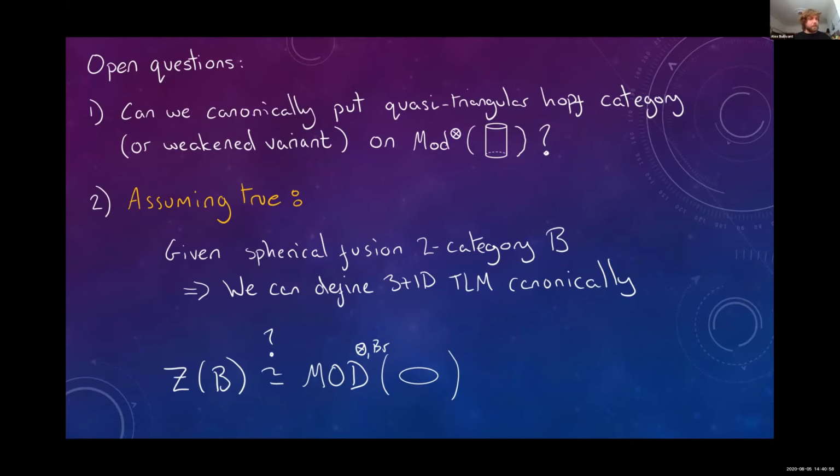Now, an open question that I don't know how to answer quite yet, but I'm working on, is can we canonically put a quasi-triangular Hopf category structure, or in principle a weakened variant, on this multi-fusion category defined by a 3+1D topological phase? And if we can, there's a nice relationship between topological lattice models in 3+1D and spherical fusion 2 categories. Can we use this canonical assignment to verify completely that the center of this corresponding fusion 2 category is this braided monoidal representation category coming from the topological lattice model? And so this is what I'm working on at the moment.